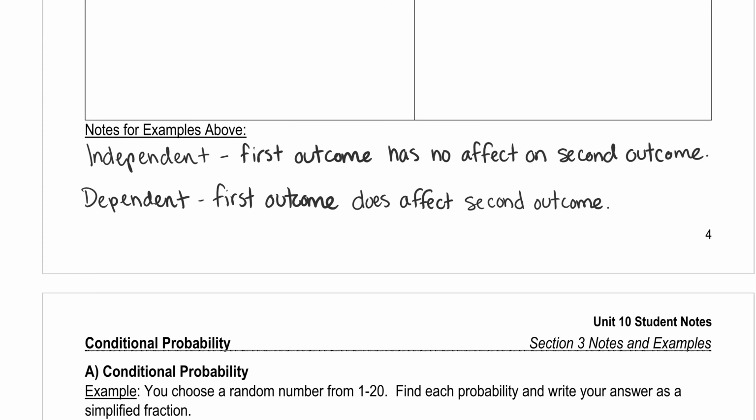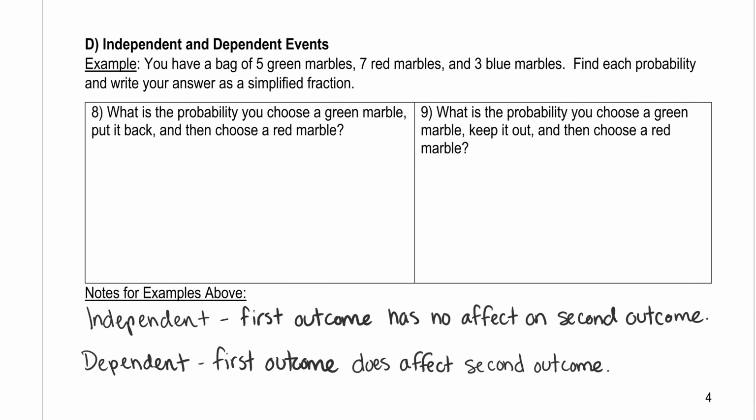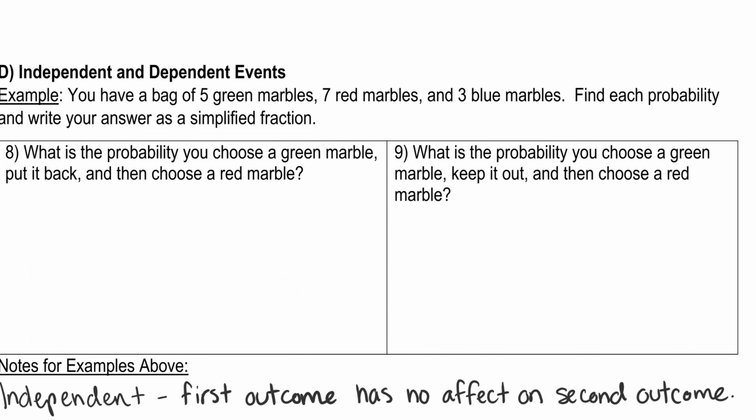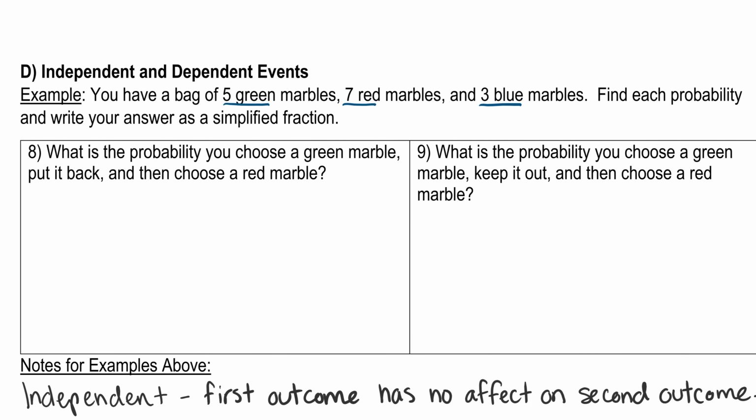Picking a random restaurant to go to and then picking something off the menu, well, the restaurant you picked on the first decision would affect your second one of what you're eating. Okay, things like that. So things that directly affect the next thing that happens, that's dependent. All right, so let's see how this plays out with some word problems. The example: I have a bag of 5 green marbles, 7 red marbles, and 3 blue marbles. I want to find the probability and write my answer as a simplified fraction.